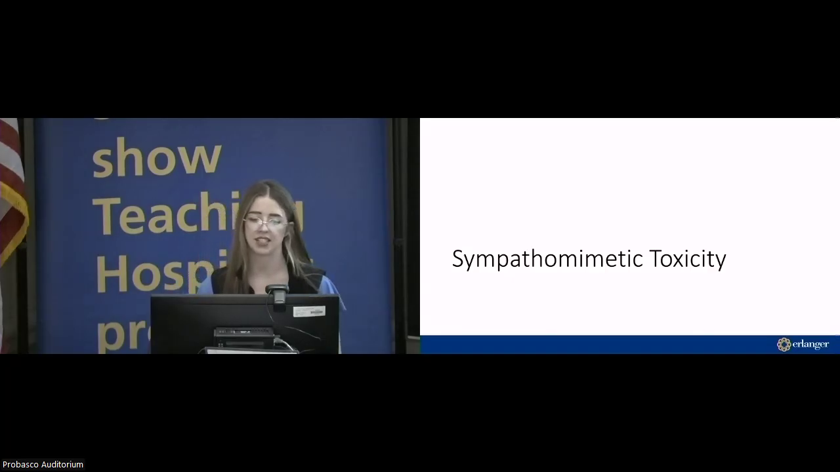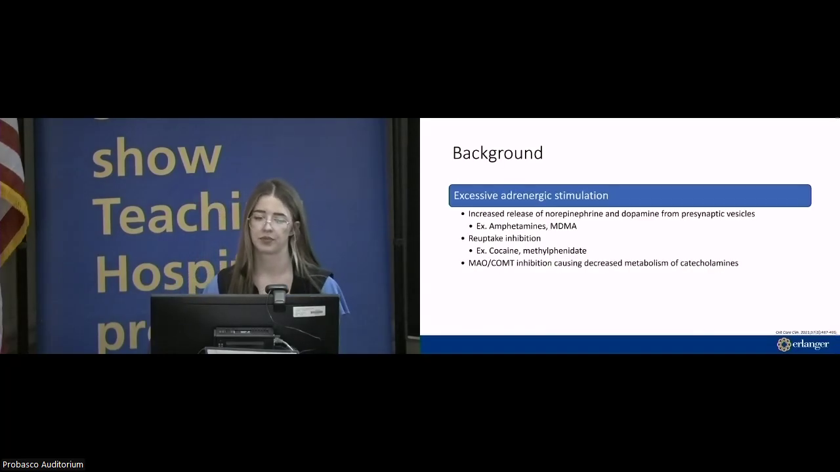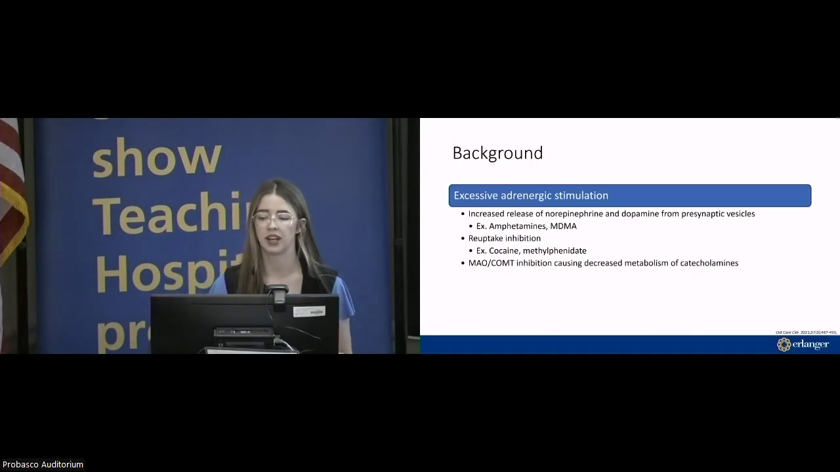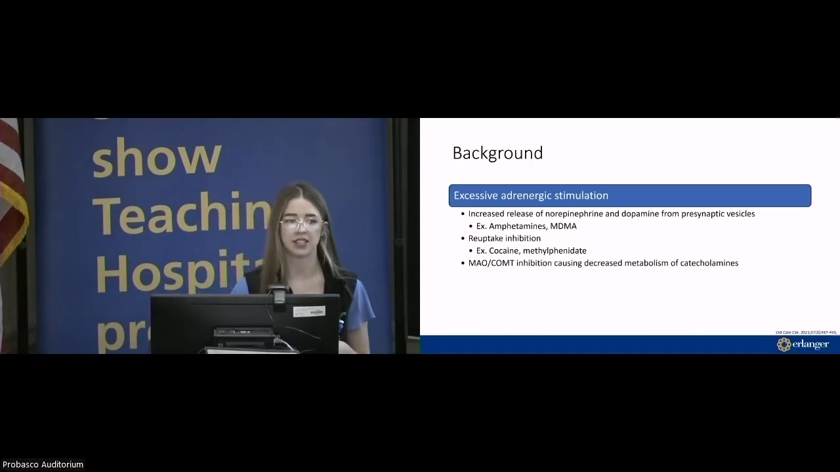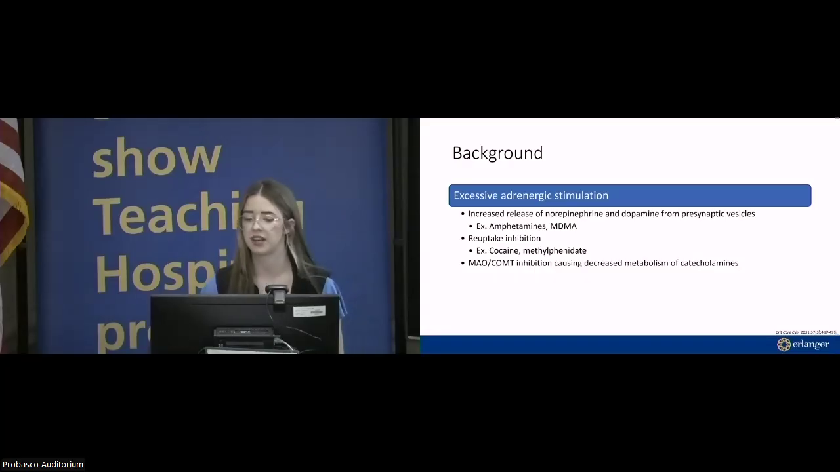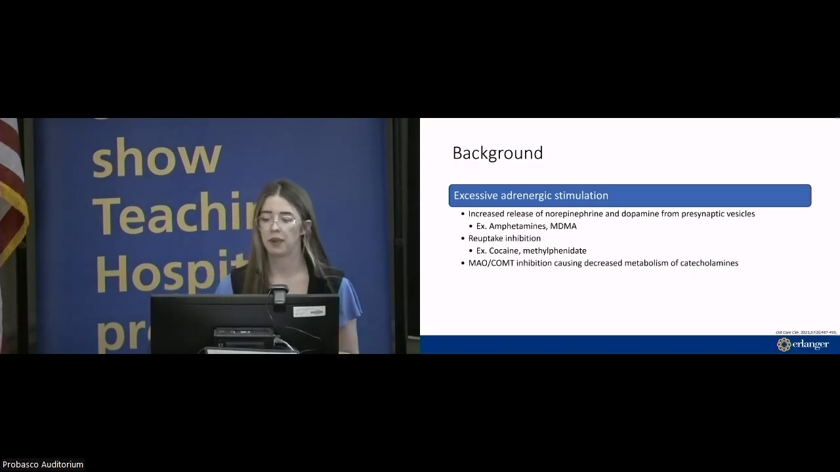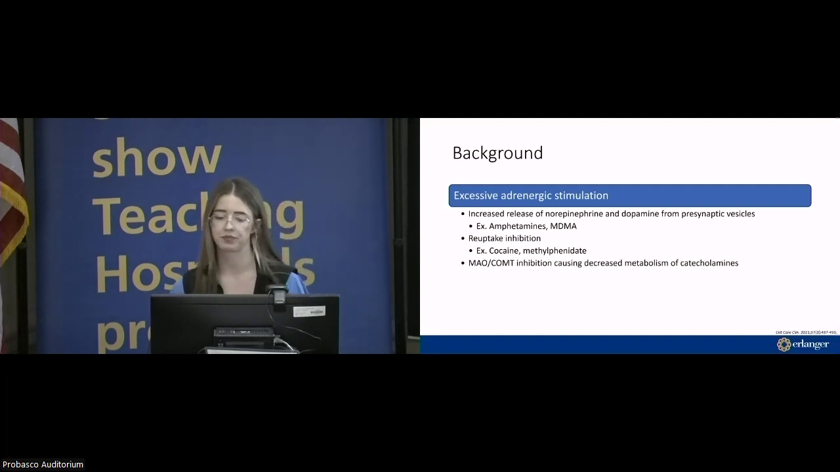Next, we'll be discussing sympathomimetic toxicity. Sympathomimetic toxicity is essentially too much adrenergic stimulation. This can occur from increased release of norepinephrine and dopamine, as with amphetamines and MDMA, or from reuptake inhibition, as we see with cocaine and methylphenidate. MAO and COMT inhibitors impair metabolism of catecholamines, and that further amplifies the response.